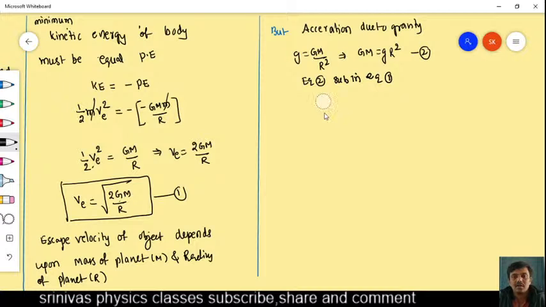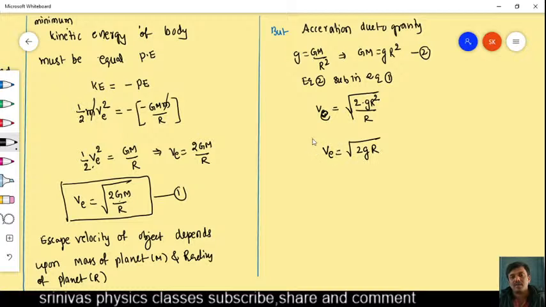Can you tell what you will get if you substitute in the escape velocity formula? Then we will get V_e is equal to under root 2 into GM. This GM we write as gR square by R, and finally we will get V is equal to under root 2gR.